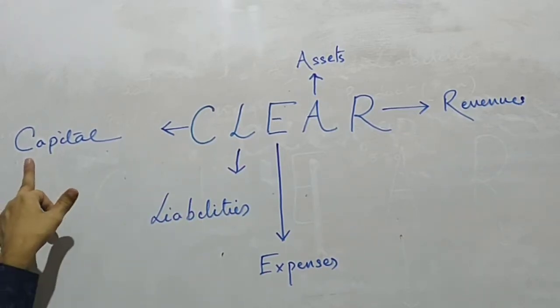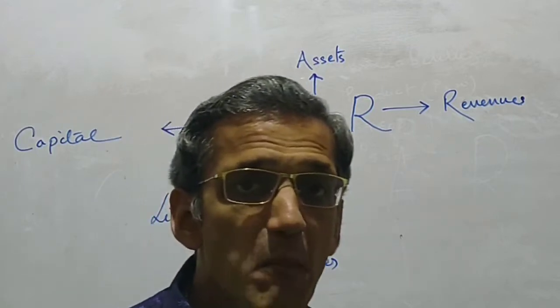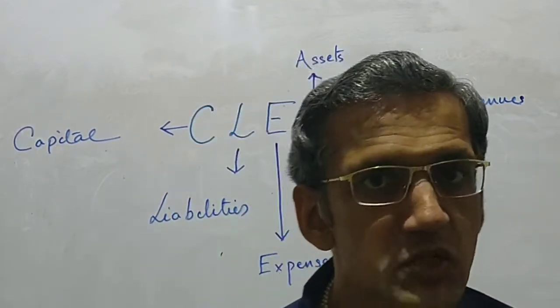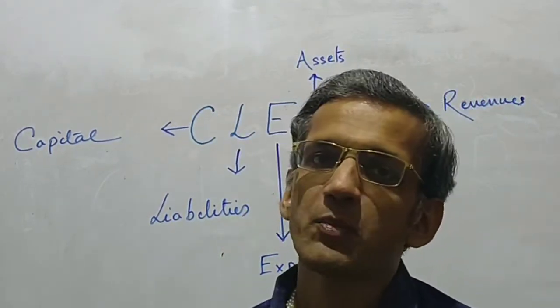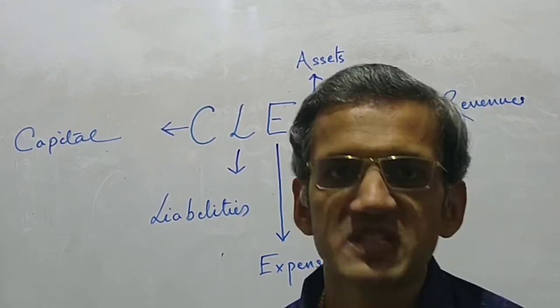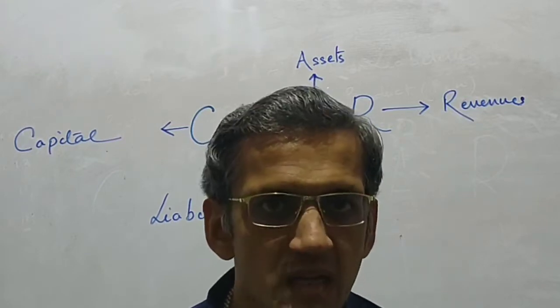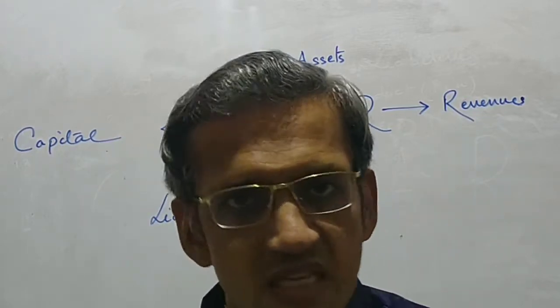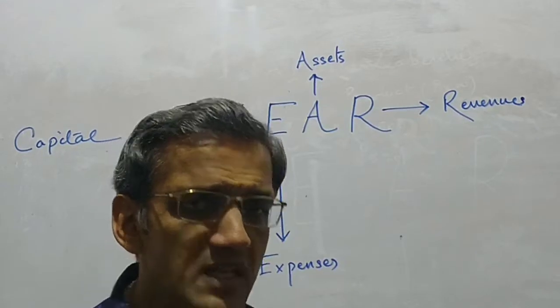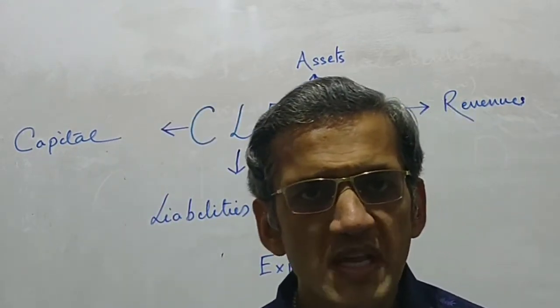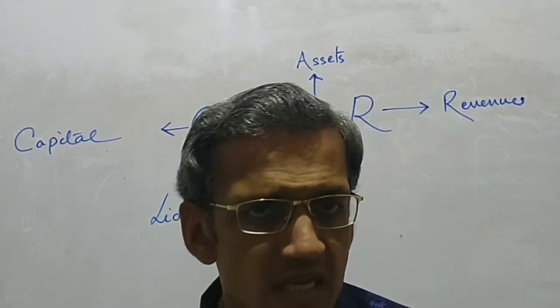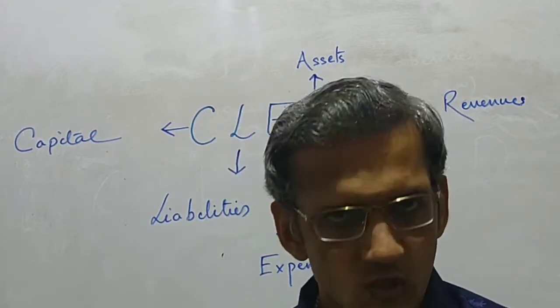C-L-E-A-R, clear. C stands for capital. What is capital? The capital means amount invested into the business by the proprietor. Who is proprietor? The businessman. Amount invested by the businessman into the business is known as capital. It is not necessary that capital should only be in form of cash. It can be in form of kind also.